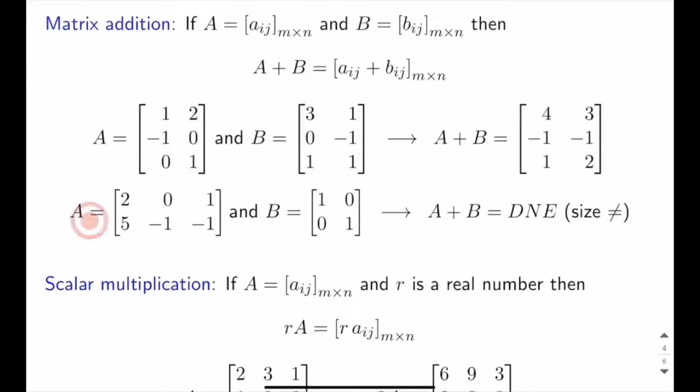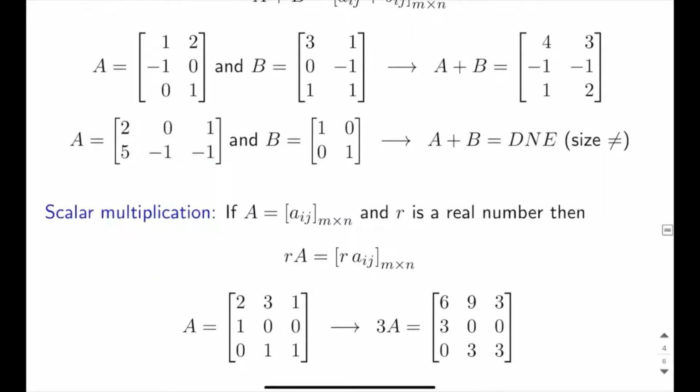Now, if A and B were of different sizes, for example, A here is of size 2 by 3, and B is of size 2 by 2, so different size, then you wouldn't be able to add A and B. Why? It's very simple. You can add 2 and 1, you can add 0 and 0, but you wouldn't be able to add 1 with something that you don't know here. Right.